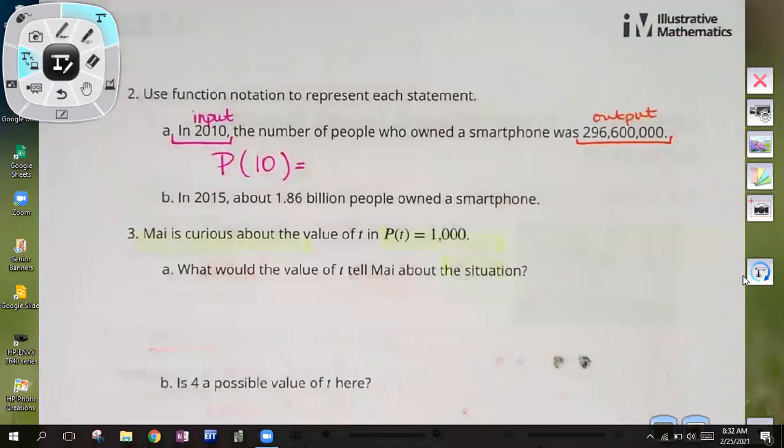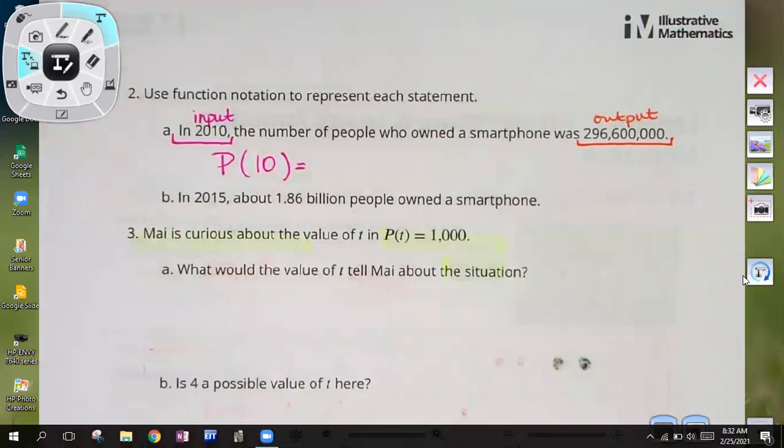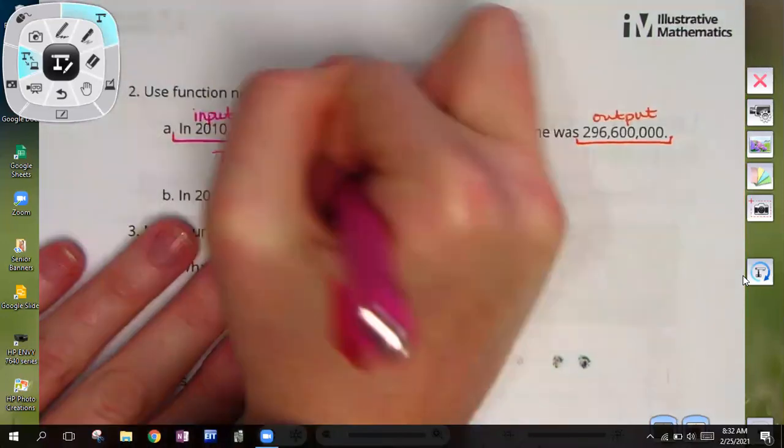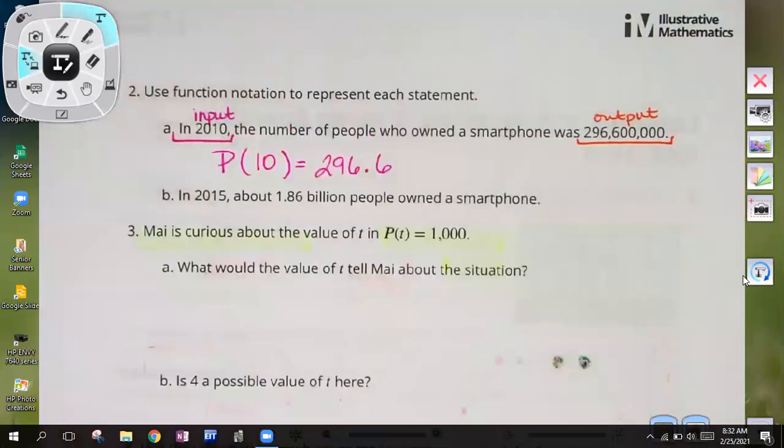Okay, now, listen, if we were to write that whole number down, 296,600,000, then since our function notation is in millions, that would read 296,600,000 million. So that's not right. How would I have to write it? 296. Did you have a question or you were telling me? Okay, 1 second. So we would write it as 296.6, which would be 296.6 million people.